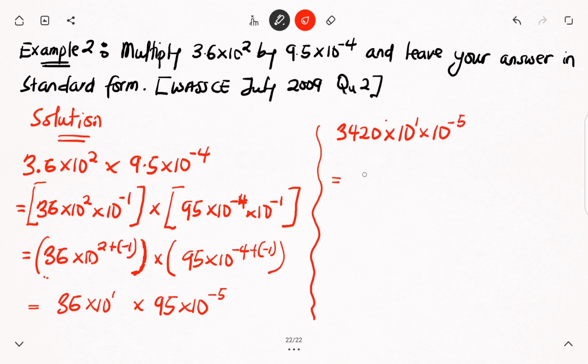So this is now equal to 3420 times 10 raised to the power 1 plus negative 5, what I have over here. I'm adding the powers because they have the same base. So this is 3420 times 10 raised to the power positive 1 plus negative 5, sorry, will give me negative 4.